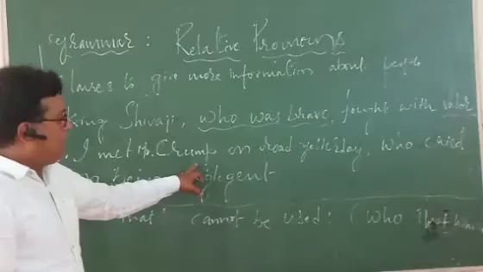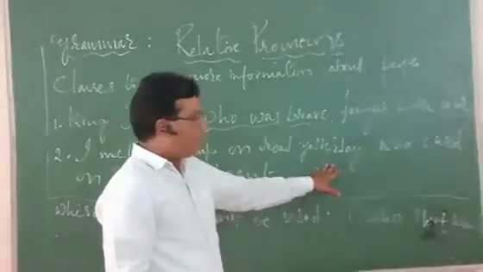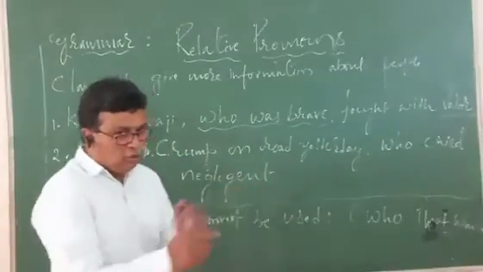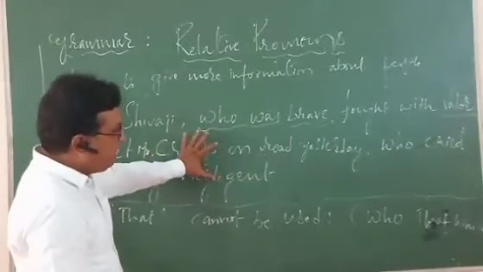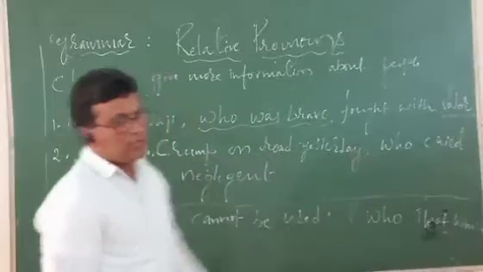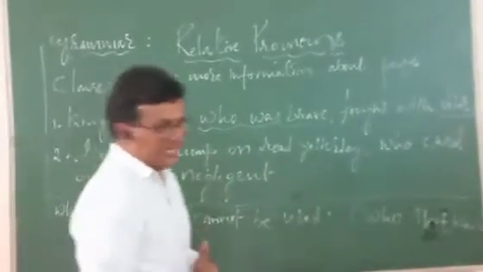I met Mr. Kram on the road yesterday, who cried on being negligent. So what was it telling about? It was about somebody, and who cried on being negligent. So it tells about somebody who was negligent.